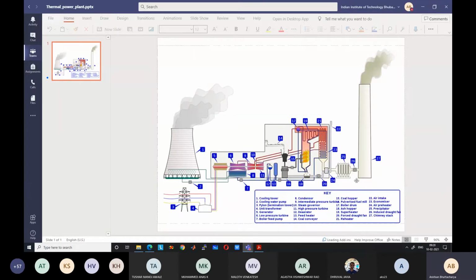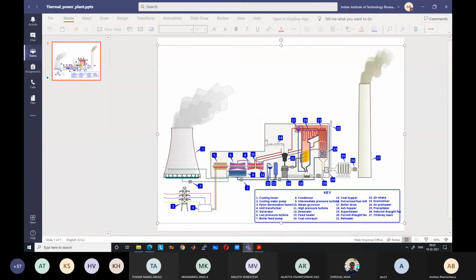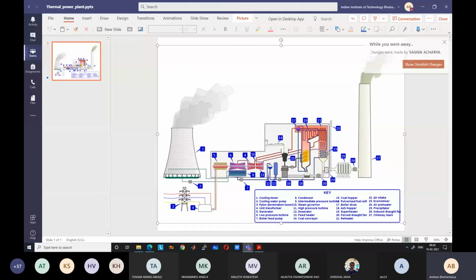So these blue colored coils that are shown here, this is the economizer. The next lines, this red color lines, is for the reheater. 21 should be reheater, yes. 21 is the reheater. So these red color coils that are shown here are for reheating purpose, and there are actually thousands of tubes.